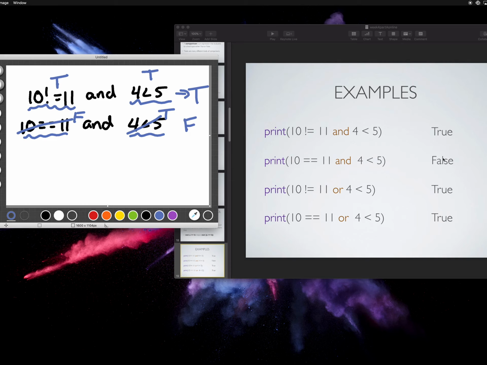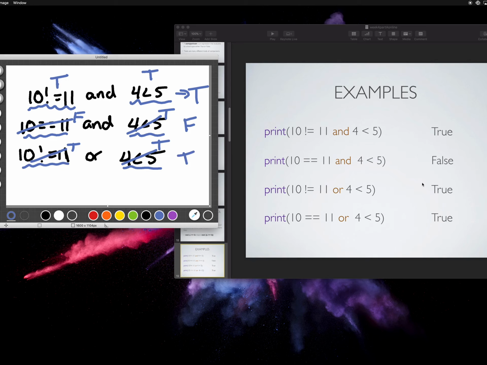Alright, next one. Next one is 10 not equal to 11 or 4 less than 5. Again, comparisons first. We already know this whole thing is true. This one is also true. So we have true or true. With or, if they're both true, whole thing is true.